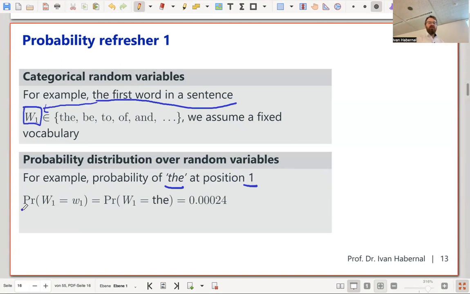Then the probability of the word at the variable taking the word V, so one of the outputs, might be some number between 0 and 1. Okay, so we just have a probability distribution over discrete data. Any questions on the terminology or notation?